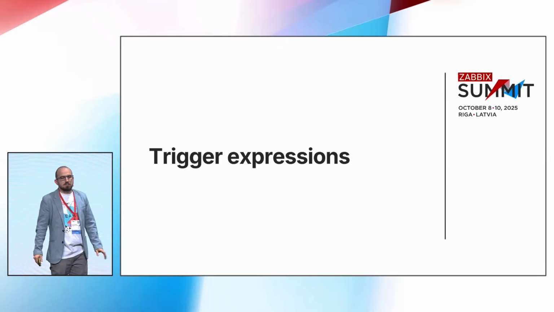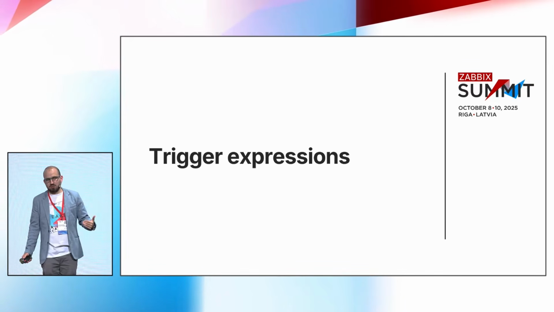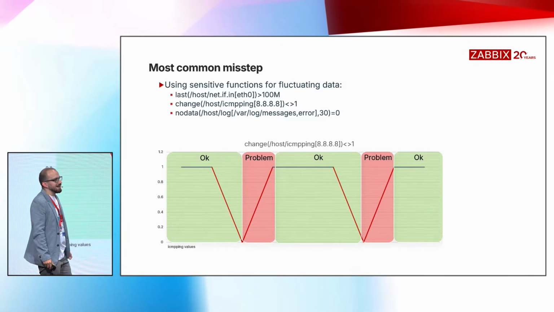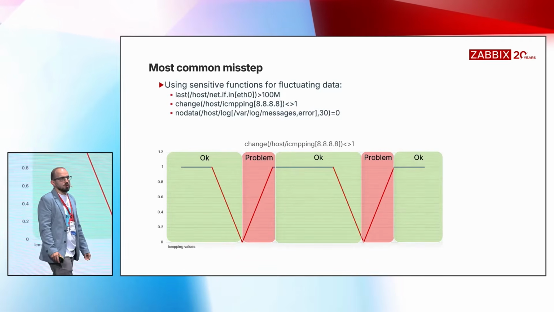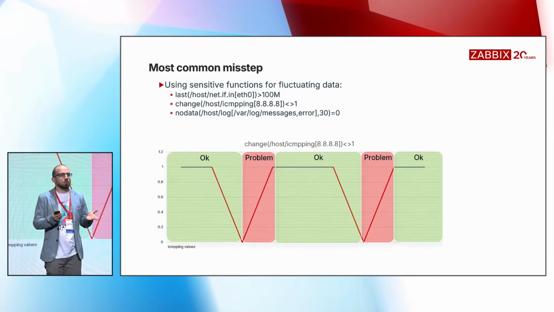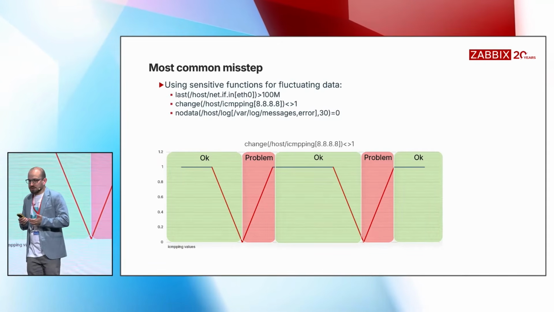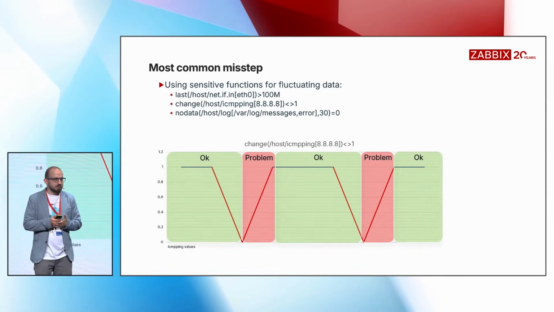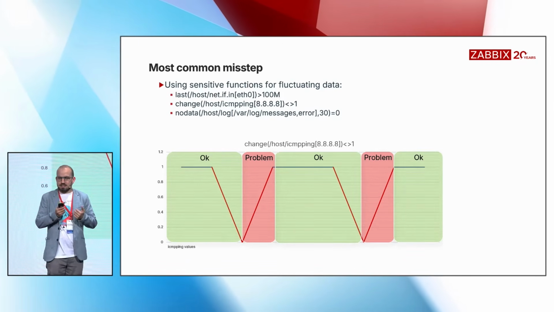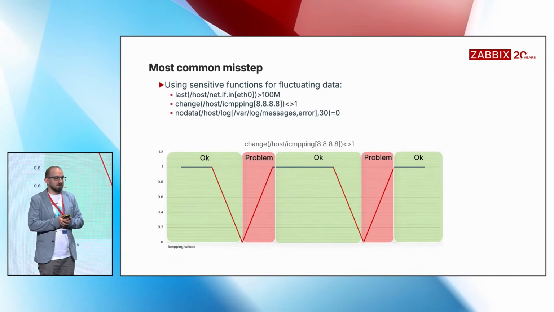Okay, let's talk about how to make a bit less noise. We should always take a double look at our trigger expressions. We always need to try and understand what we are doing, what we are building. Do we need a quick solution to just constantly detect problems, or do we need to make it permanent? And the most common misstep is, of course, using the easiest functions, which is okay in some cases, but not in all of them.